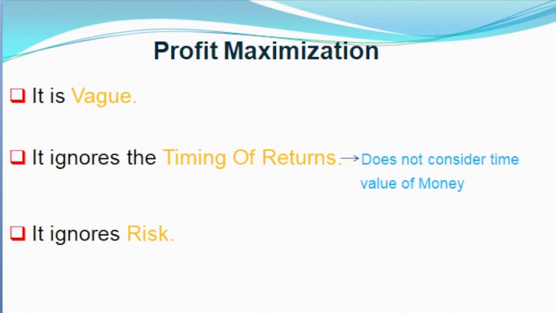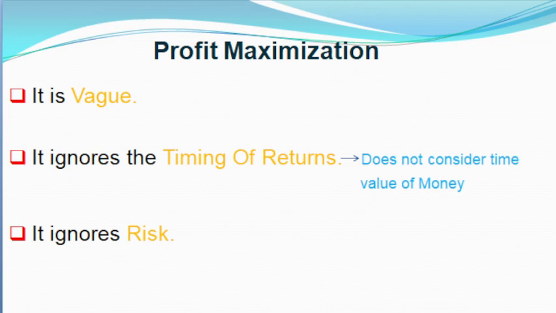This is one of the limitations, and that is why profit maximization is vague, because it does not clearly define which type of profit. There are many types of profit: profit before tax, PBT, profit after tax, PAT. We don't know which kind of profit is going to be considered here. So that is why it is vague.